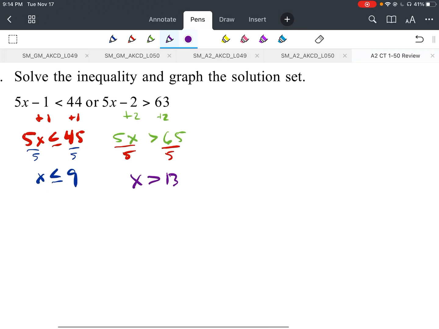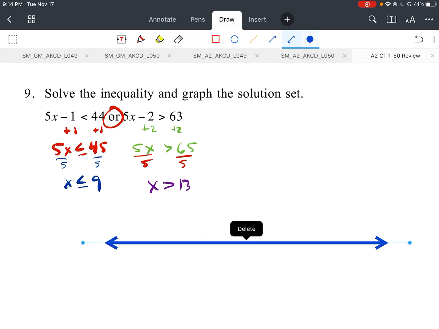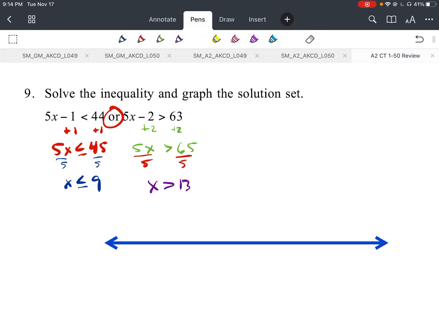So now it's just a matter of graphing. So let's graph, and notice this word here, it's or, so it's going to be like both sets kind of put together. So let's go ahead and draw our line. And let's put some notable points on there. It's 9 and 13, so let's put 0 down here. And here's 5, here's 10, here's 15. Good enough. Nothing too fancy. Now it's just a matter of graphing these things. So it's this or it's that.